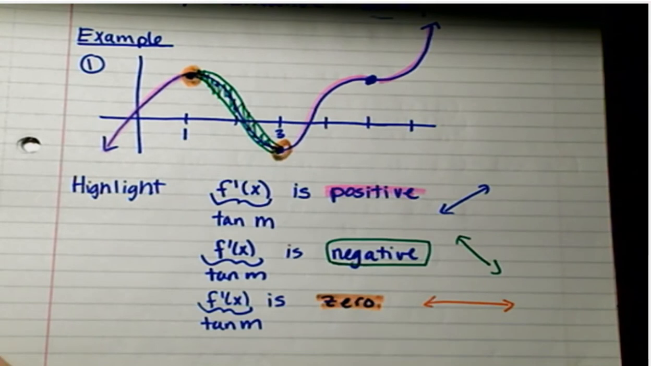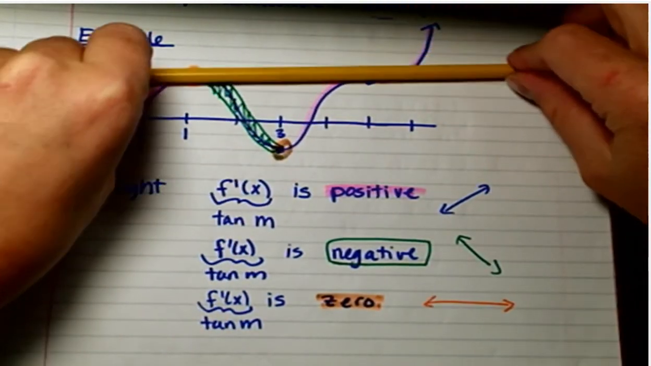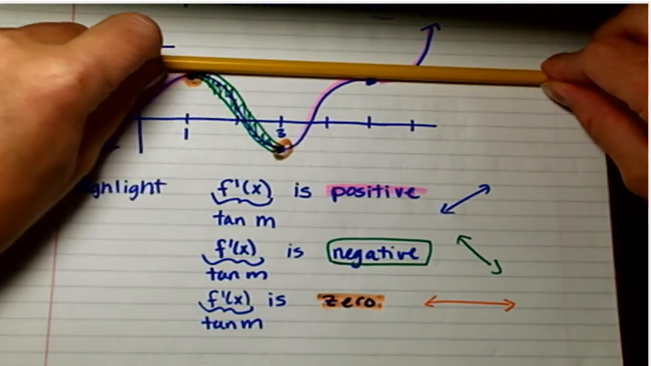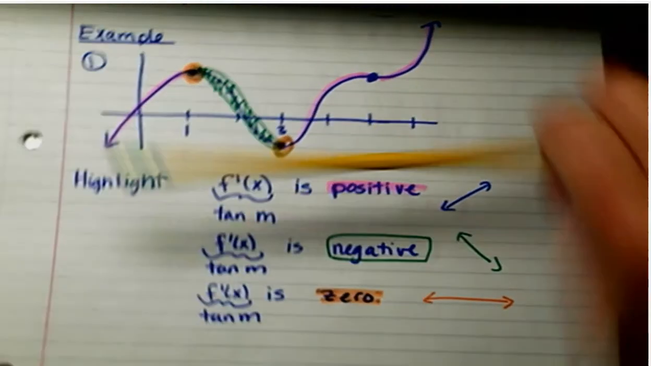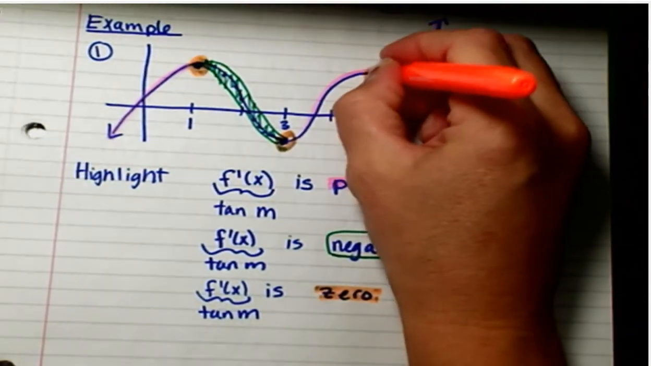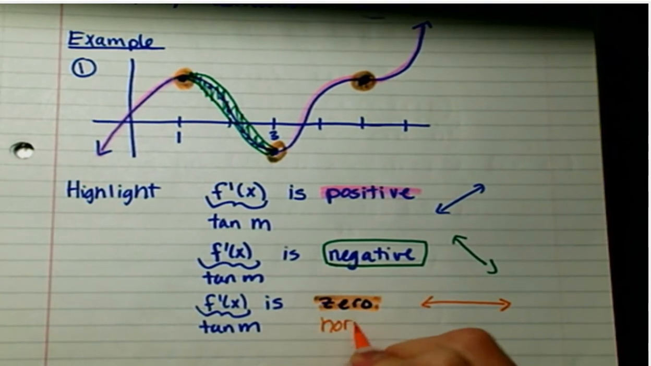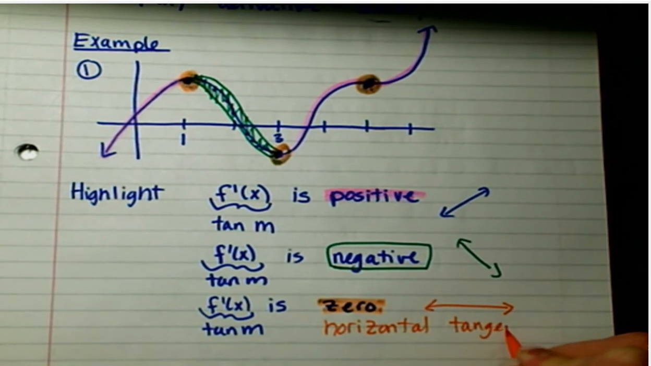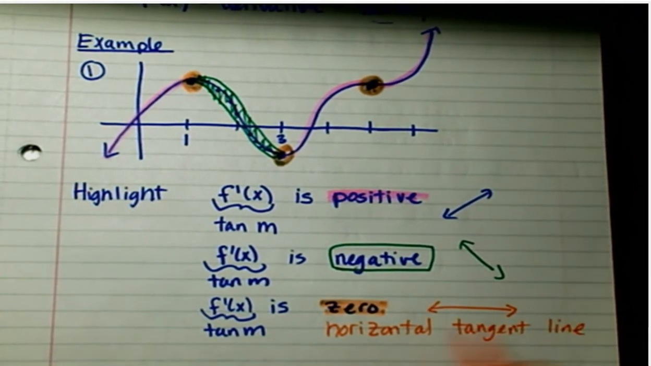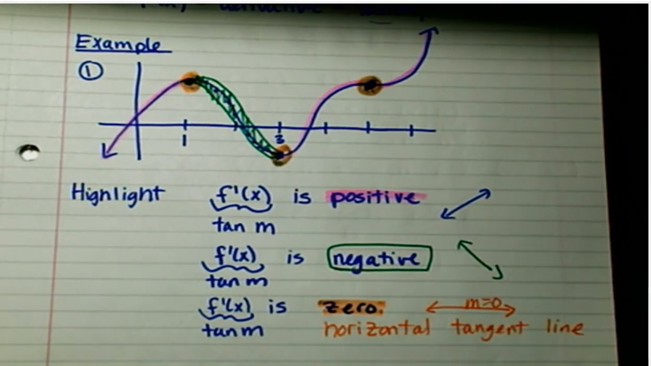This other one's a little tricky. See how the graph levels out? That's a 0 slope. And then it goes back up again. So this point right here, that is a 0 slope. Now, I'm going to write another word here: horizontal tangent line. Because a horizontal line is the thing that has a slope of 0.